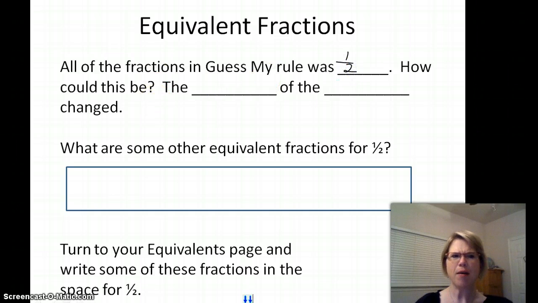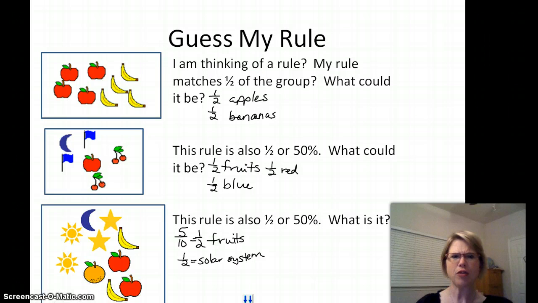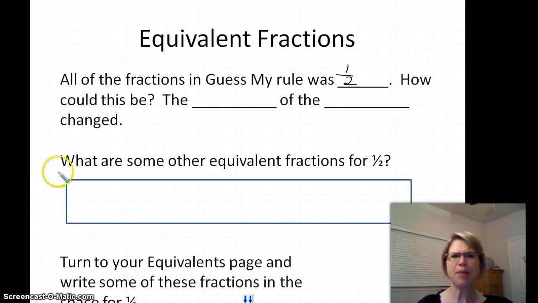But when you take a look at your groups, this was 8 items, this was 6 items, this was 10 items. How was my fraction always 1/2? How did this happen? So it says, how could this be? The size of the group changed, right? The size of the group.